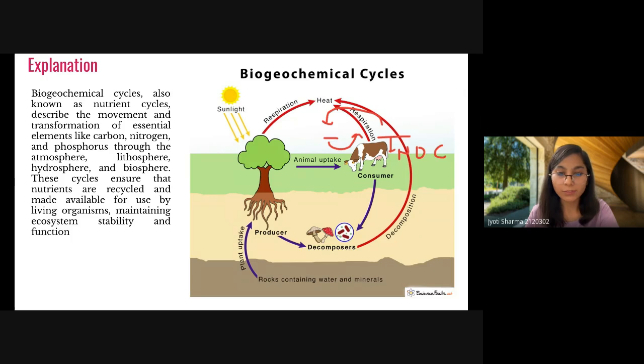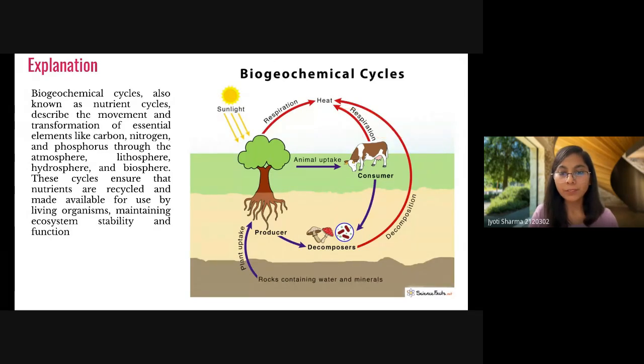Let me show you the explanation for this. Okay, so the biogeochemical cycle, also known as the nutrient cycle, describes the movement and transformation of essential elements like carbon, nitrogen, phosphorus through the atmosphere, the lithosphere, the hydrosphere and biosphere. And these cycles ensure that nutrients are recycled and made available for use by living organisms, which maintains the ecosystem stability and function.